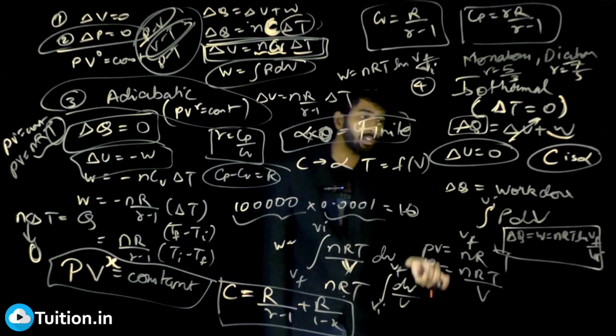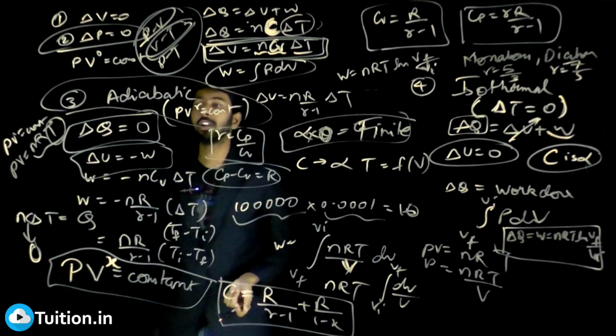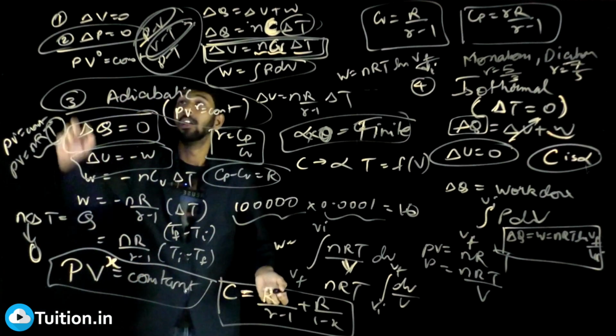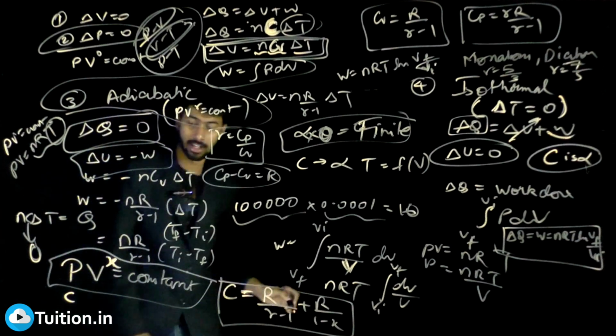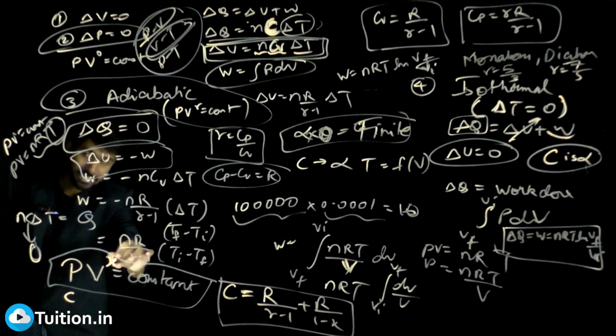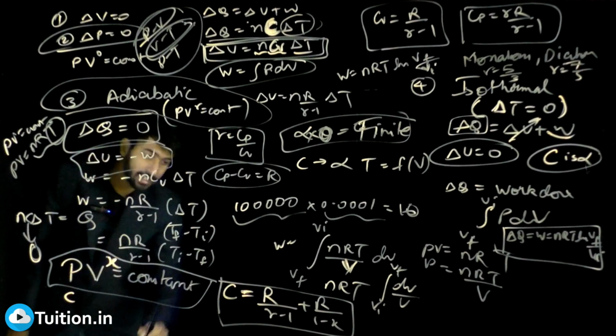So for example, if I want the C for a constant pressure process, for a constant pressure process your x is equal to 0, because P is equal to constant.